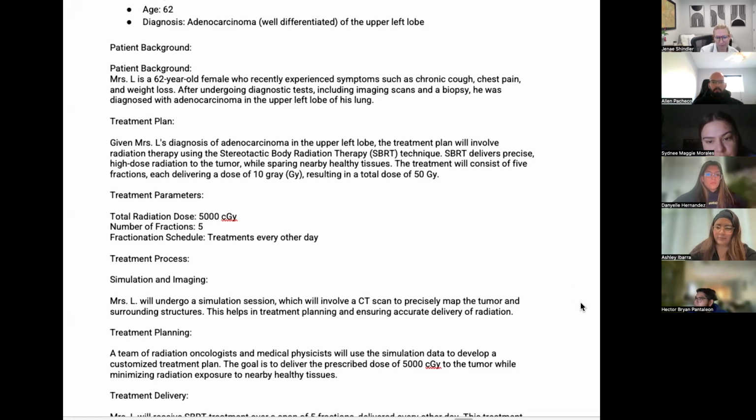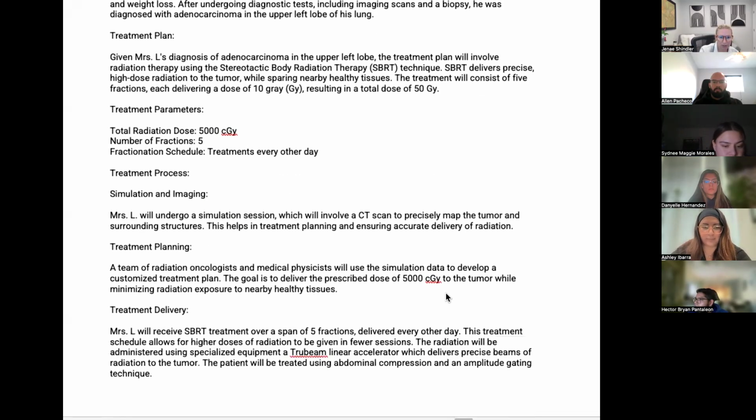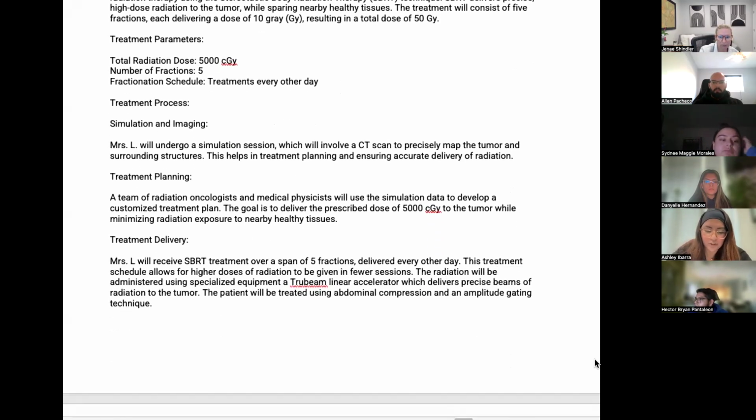Given Mrs. L's diagnosis of adenocarcinoma in the upper left lobe, the treatment plan will involve radiation therapy using the stereotactic body radiation therapy (SBRT) technique. SBRT delivers precise high-dose radiation to the tumor while sparing nearby healthy tissues. The treatment will consist of 5 fractions, each delivering a dose of 10 gray, resulting in a total dose of 50 gray. Ashley, treatment parameters? Total radiation dose 5,000 centigray.